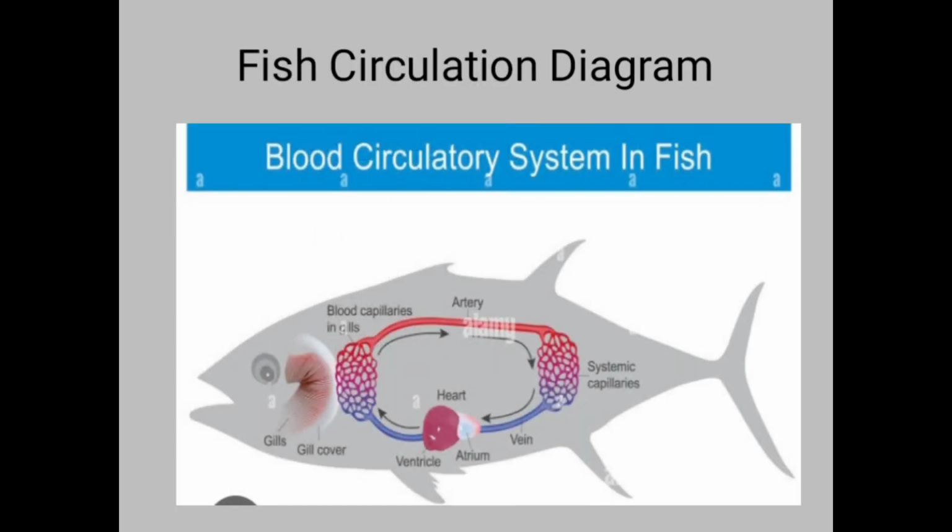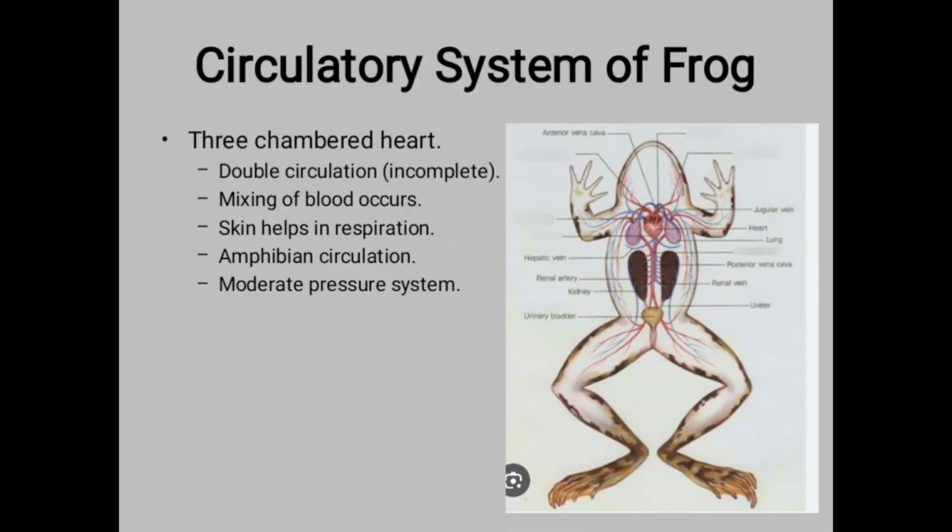Next you can see the diagram. In the diagram there are blood capillaries. Its artery is long but the vein is small. In the circulatory system of fish diagram, there is only systemic circulation. In fish there is only the systemic process, not pulmonary, because it is single circulation. That's why. Next we will talk about the circulatory system of frog.